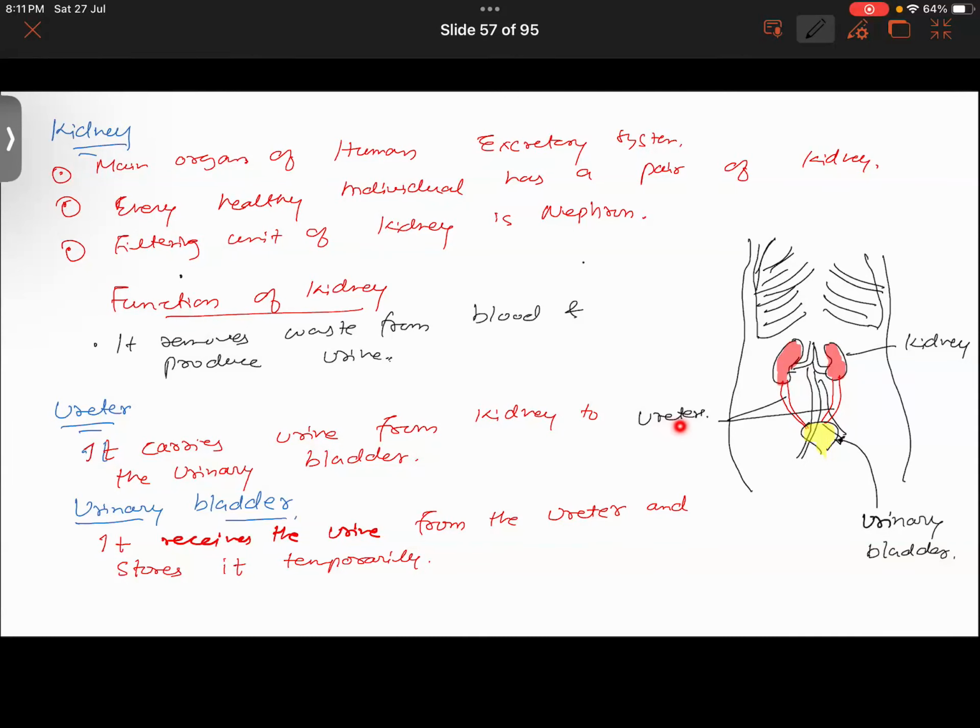No, no. What is the main function of this ureter? This tube-like structure, what does it do? Oh, from the kidney, it takes the urine. So it would be bringing the urine from the kidney to this urinary bladder. Good.